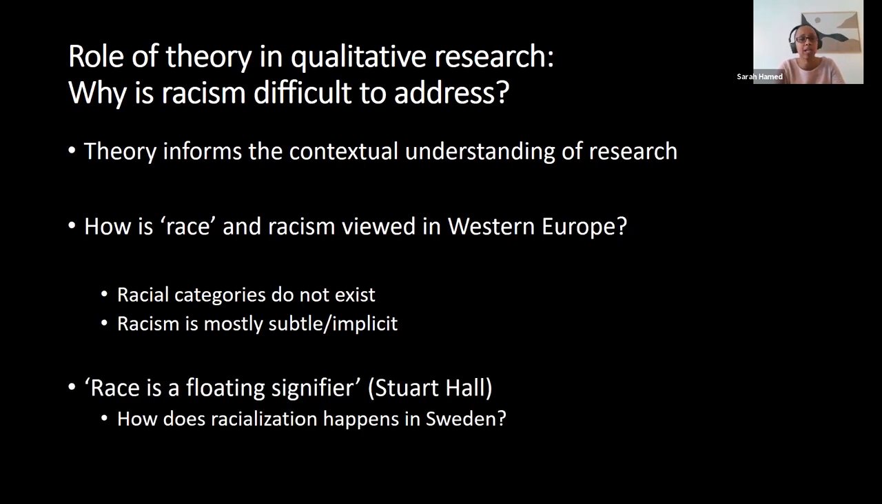And also, how does racialization happen in the different contexts? This is also something where I have to use theory and historical understanding of how different racial categories have been constructed in Sweden. So it informed my method. It informed how I view the sociological phenomena, in this case, racism, that I'm studying. It informed the concepts that I've used and why I've used those certain concepts and how I define them, but it also informed my contextual understanding of the whole research and the different processes that I am studying in that given context. So all of those things were situated in theory.